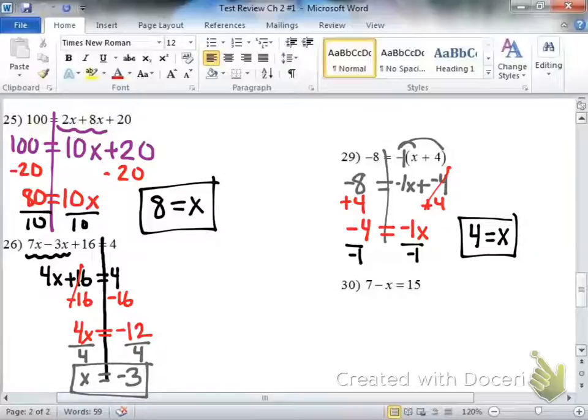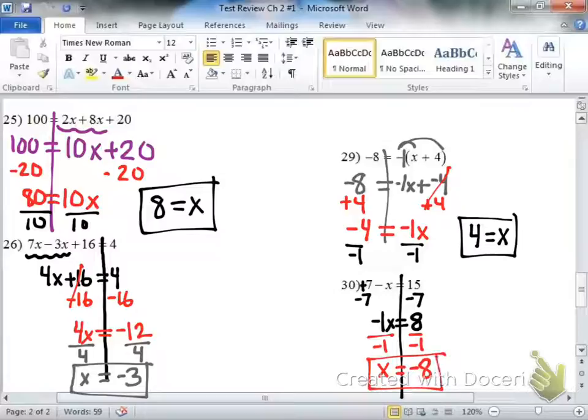Alright, and 30. This actually looks easy, but it's not. Remember, the 7 here is positive. The negative is with the x. So I actually need to start by subtracting 7 from both sides. Again, I'm going to write that as a negative 1x, just so I realize that the x is not by itself. And then on the right side, I get an 8. How do I get rid of that multiplying by negative 1? I'm going to divide both sides by negative 1. So that gives me x equals negative 8. Any questions?